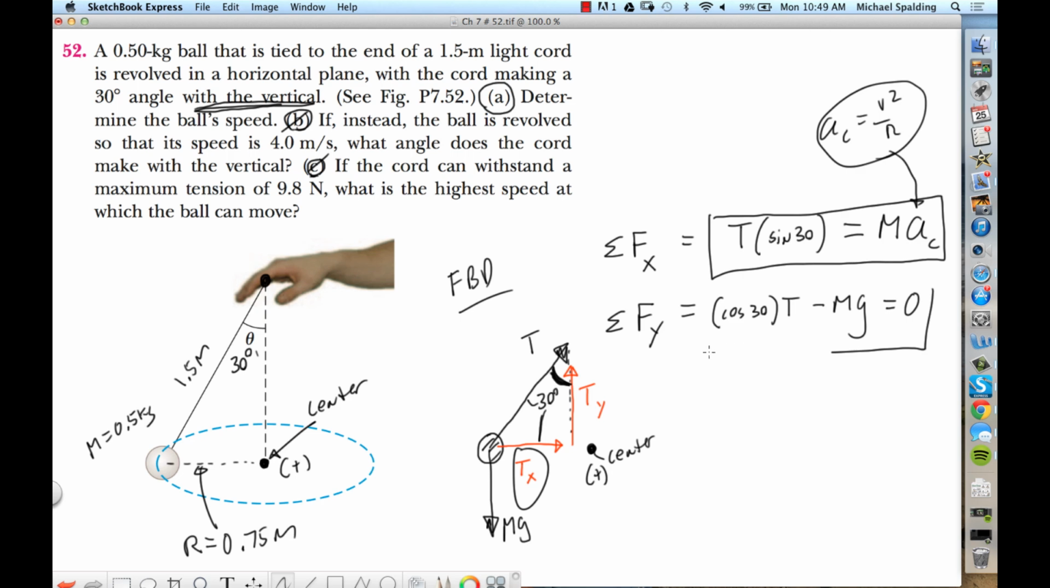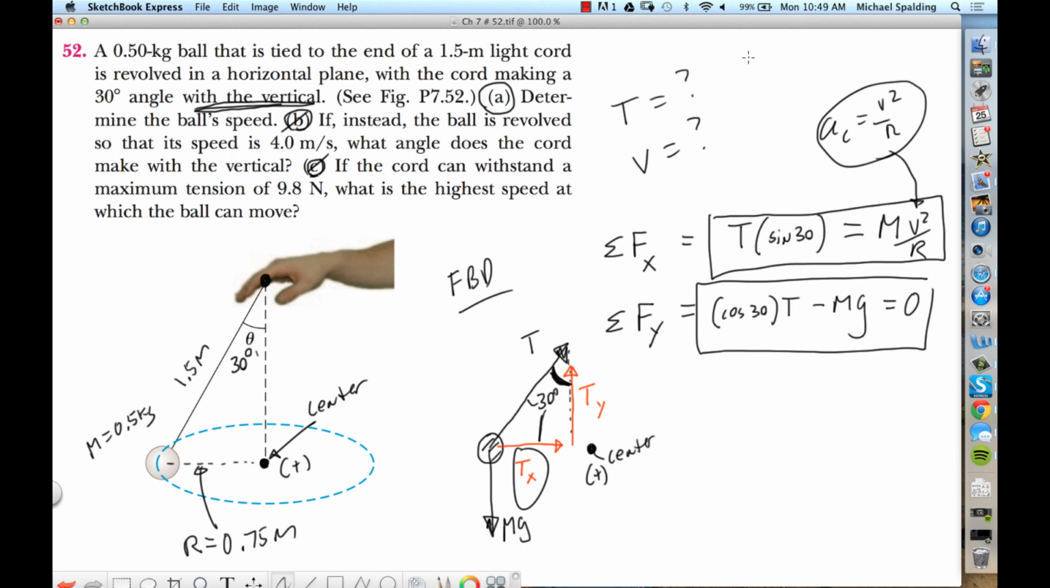Okay? So now, here's what we have. Up here I'm going to plug in, so this is going to become mv squared over r. Okay, so now we have two equations and two unknowns. If you look at these two equations, what are the two unknowns? T and v. If you have two equations and two unknowns, can you solve it? Yeah, and I'm going to show you a trick here.